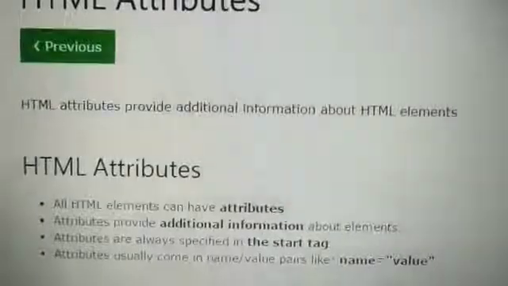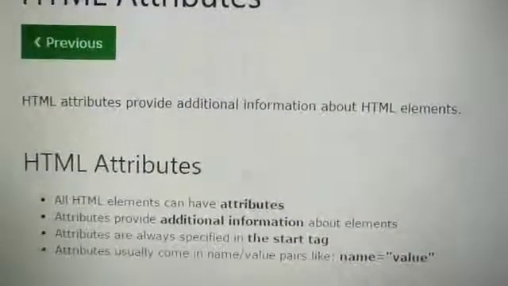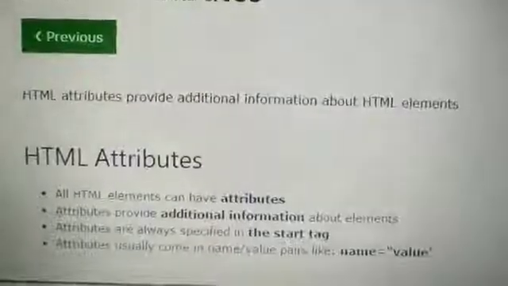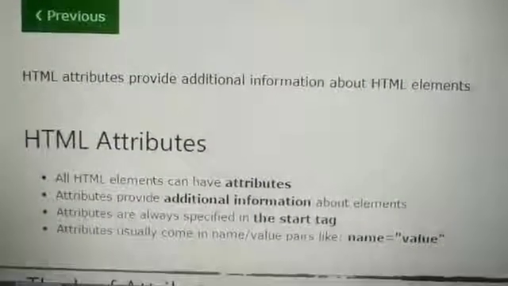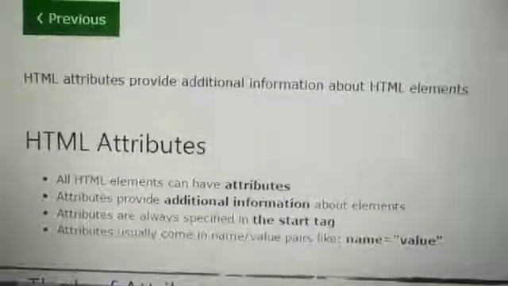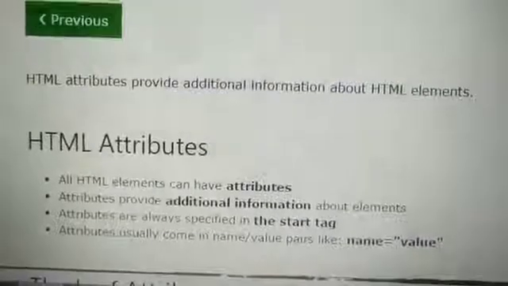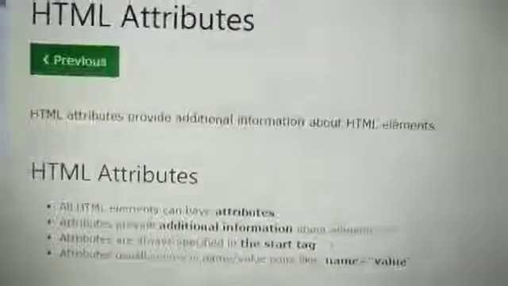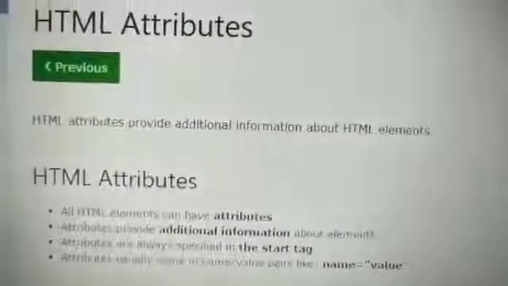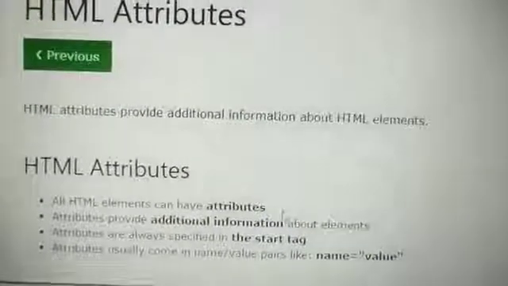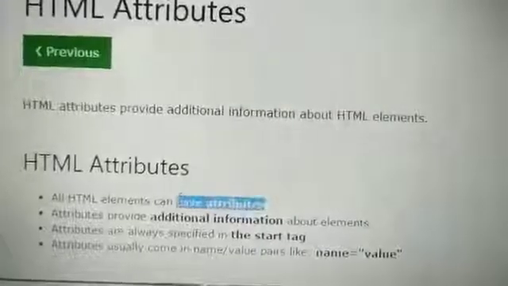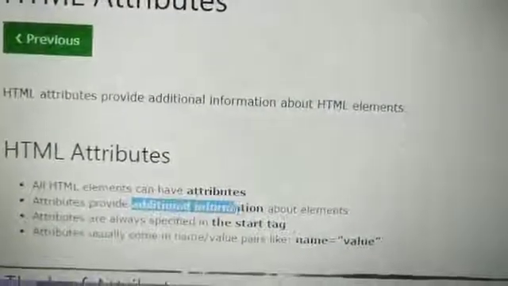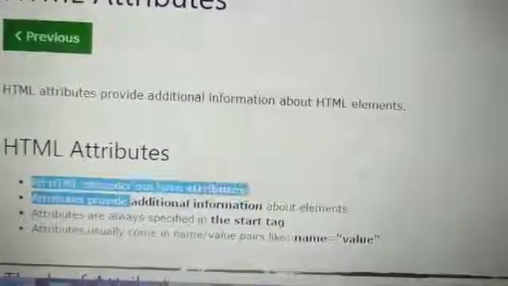HTML attributes provide additional information about the HTML element. So what are HTML attributes? All the HTML elements can have attributes. It means all the elements that we are using can have these attributes. So what does it actually provide? It provides additional information about the element.